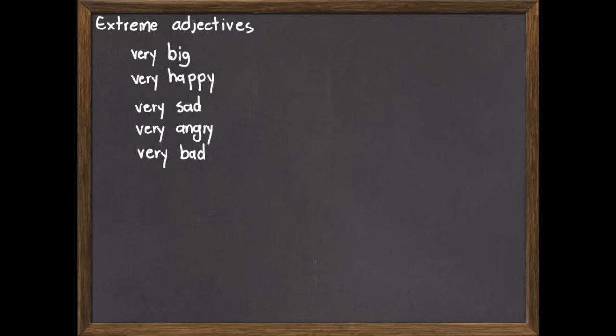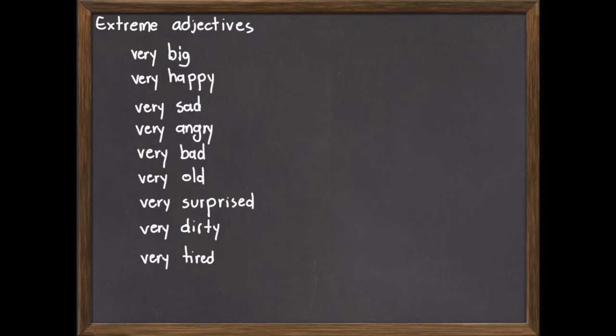Very big, very happy, very sad, very angry, very bad, very old, very surprised, very dirty, very tired. Those are not necessarily incorrect. Very big, well, you could think about something big and you could think about something bigger, which would make it something very big. The same goes with all of these different adjectives. But if you want to maybe surprise someone with your English ability, or you want to speak better English, you might want to learn extreme adjectives.